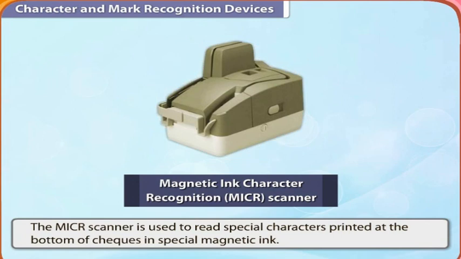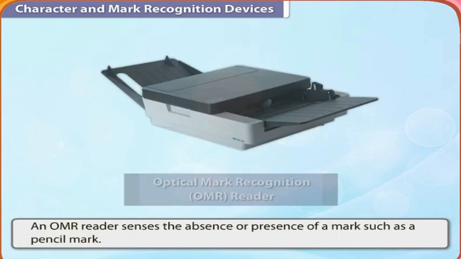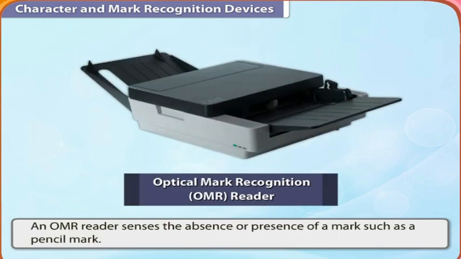The MICR is used to read special characters printed at the bottom of checks in special magnetic ink. The MICR scanner can read a large number of checks quickly. An OMR reader senses the absence or presence of a mark, such as a pencil mark. OMR is used in multiple choice tests and to read lottery tickets.